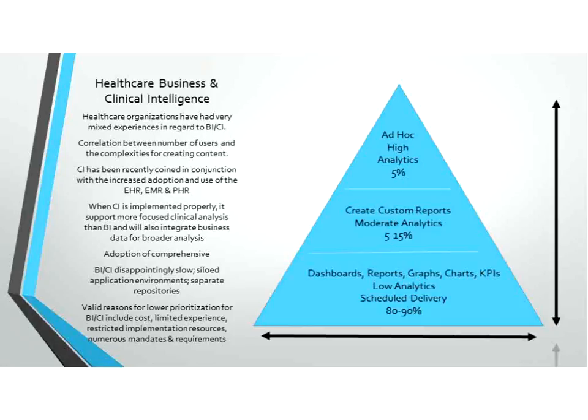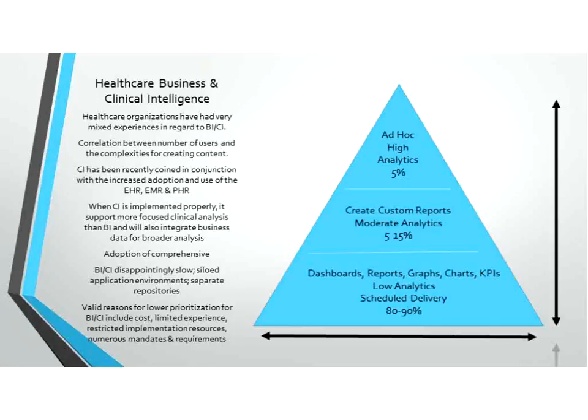Now, some other things to note here about BI and CI is that there has been mixed experiences in terms of successes with BI and CI. There's many different components that weigh in to that. And one thing the figure you see here is driving home is that there is an actual correlation between those people who use BI and CI and analytics with the complexity for creating the content.